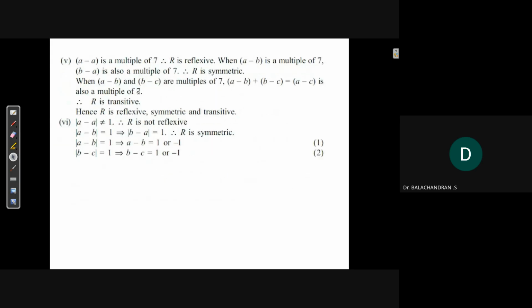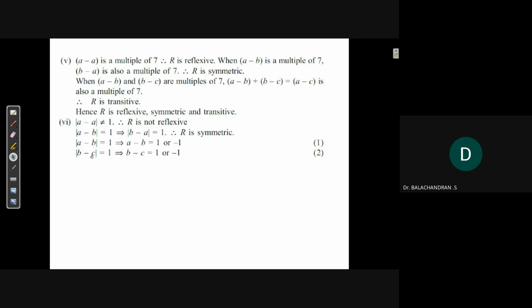Now next one, sixth one: modulus of a minus b equals 1. So R is actually not reflexive. Why? Modulus of a minus a equals 0 actually, so that's why it is not equal to 1. Therefore R is not reflexive. Next, a related to b implies modulus of a minus b equals 1, which implies modulus of b minus a is also 1. And hence R is symmetric. Next, transitive: modulus of a minus b equals 1.